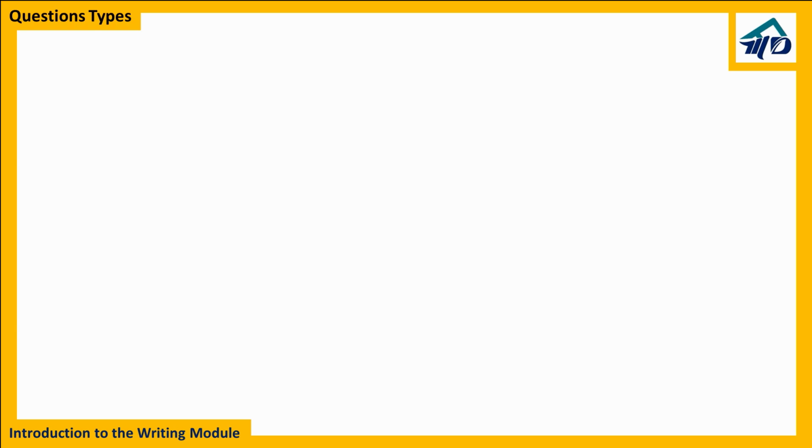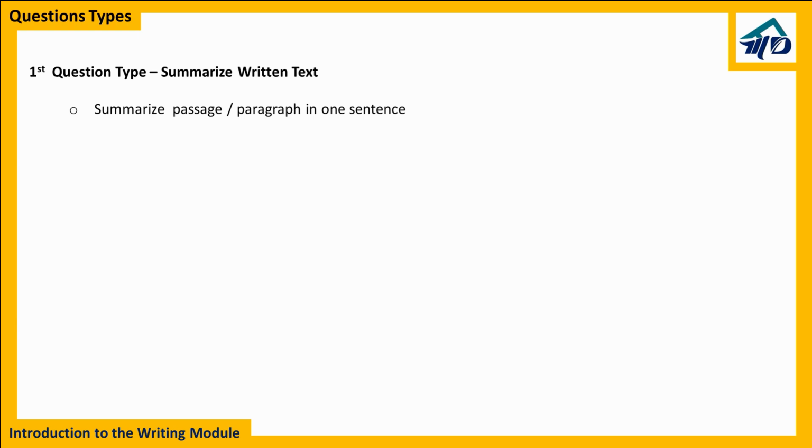The very first question type is going to be your summarize written text. You would be getting a passage or a long paragraph. It could be short also. You have to summarize that passage or paragraph, whatever you say, in just one sentence. You would be getting overall 10 minutes for that. And about the number of questions, you may get 1 or 2 summarize written text.